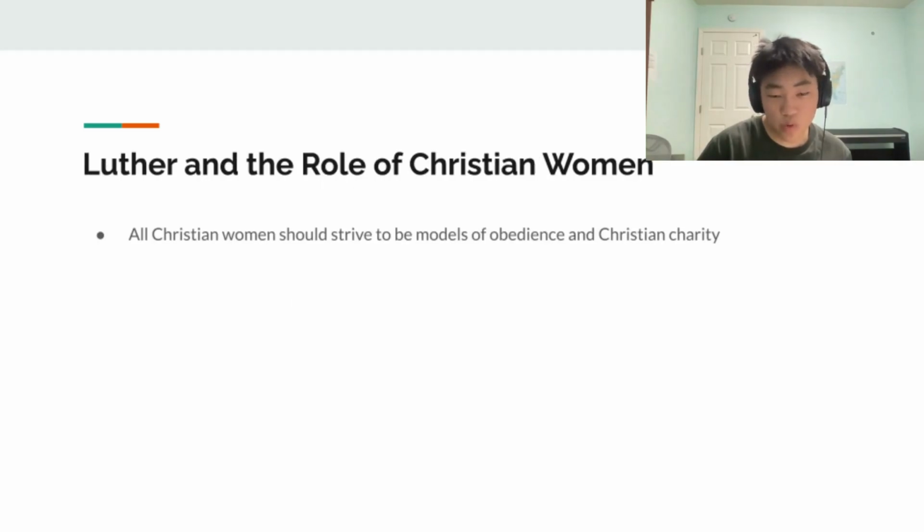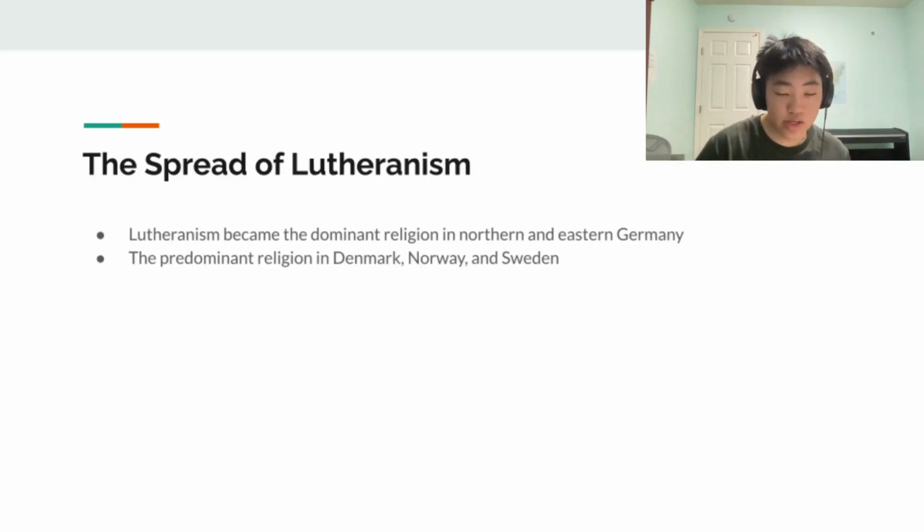Luther also commented on the role of Christian women, as he believed that Christian women should strive to be models of obedience and Christian charity. Lutheranism gained quick popularity and spread through multiple countries throughout Europe, and it has become the dominant religion in northern and eastern Germany, and became the predominant religion in Denmark, Norway, and Sweden.